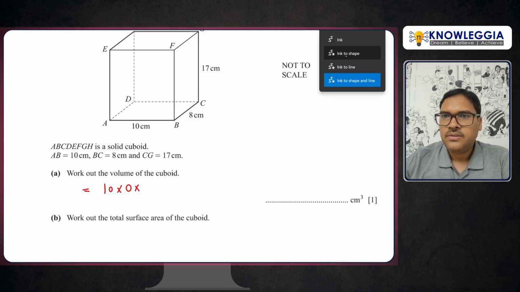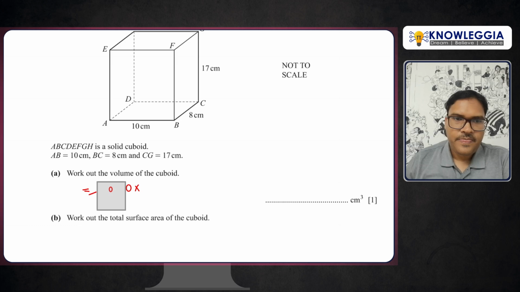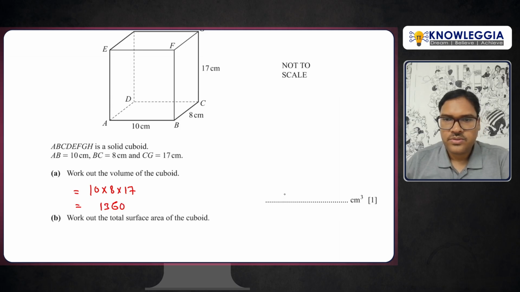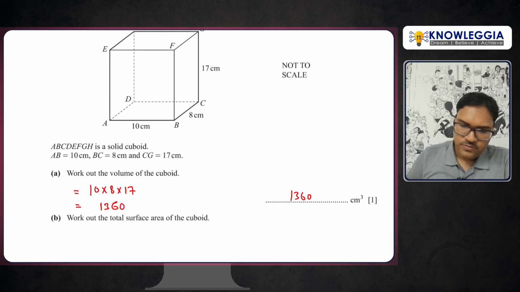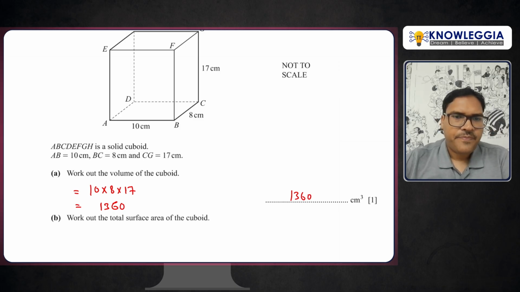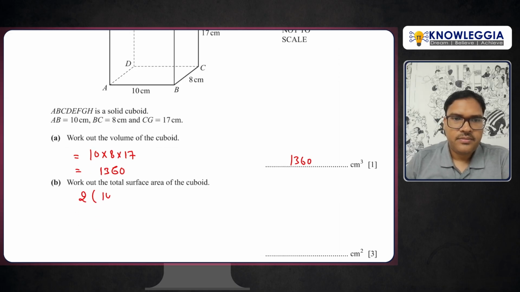This is length into breadth into height. And this is length into width into height. Now you can just check this. This is 1360. This is 1360 centimeter cube. So this is the first part, which is very easy. Work out the total surface area of the cuboid. So this is 2 times 10 into 8 plus 8 into 17 plus 17 into 10, right?